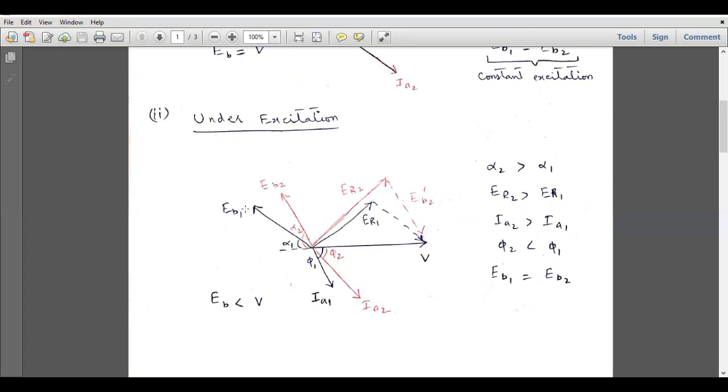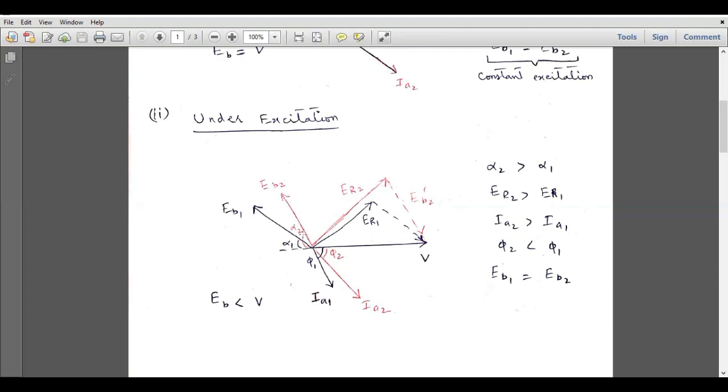The black vectors are the first vectors, and the red vectors are the vectors after the increment of the load. This is EB1, and we will place this EB1 vector over here, and it will become EB1 dash. This is the dashed line, and this is the ER1 vector. Similarly, when we increase the load and keep the excitation constant, the angle of this back EMF vector increases, but its length remains the same.